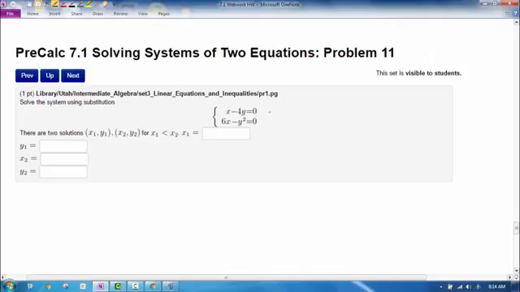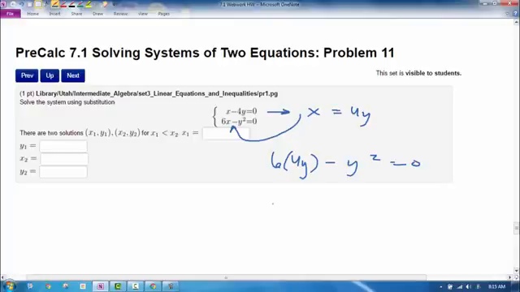Okay, next problem, there's probably multiple ways to solve this as well, but I'd use substitution, so I'd take the first equation and rearrange it to make it x equals 4y, and then I'd substitute it in right here. So you have 6 times the 4y minus y squared equals 0. This gives us a quadratic. If I put it in standard form, we have negative y squared plus 24y equals 0.